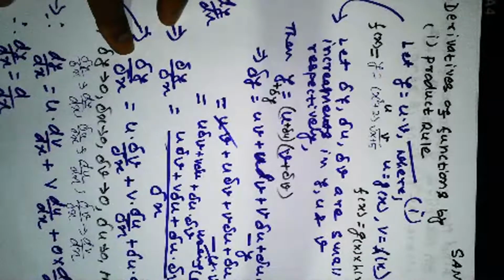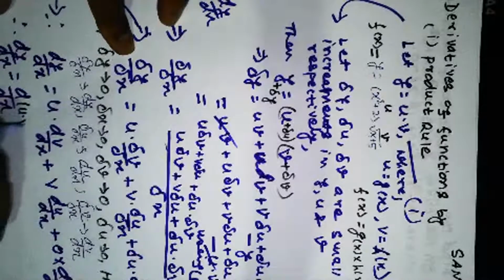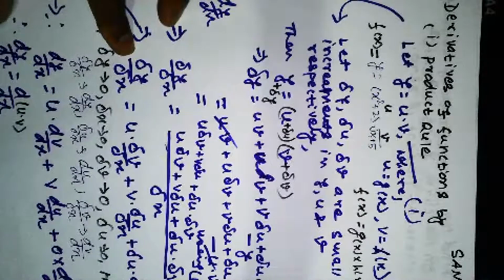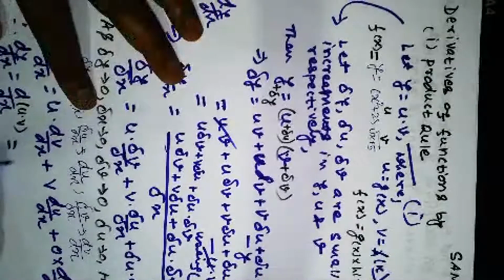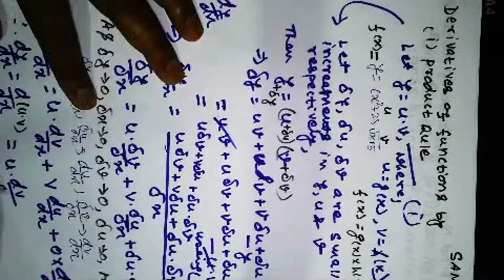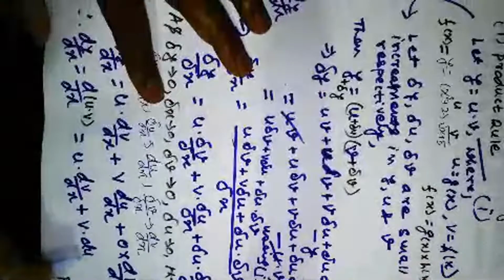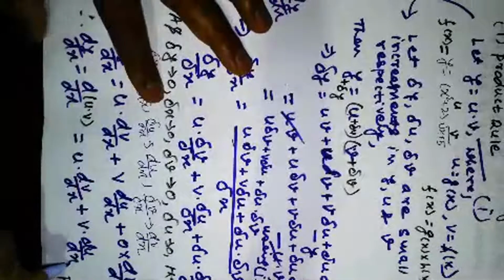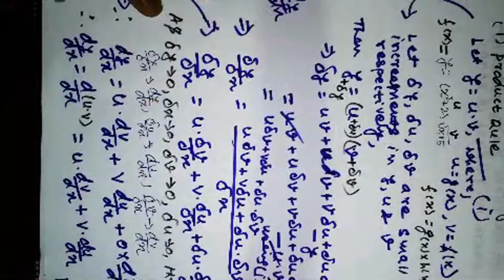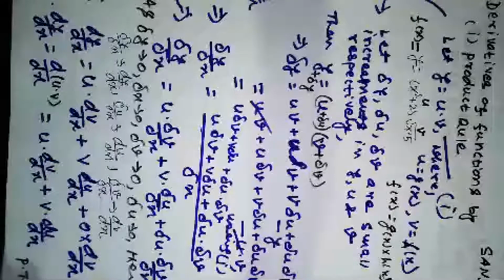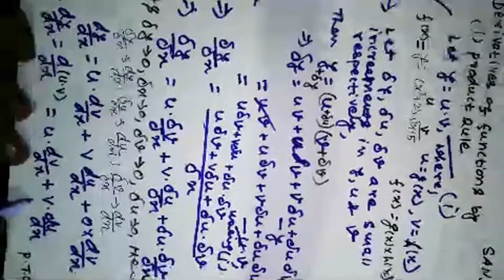So therefore your dy by dx, where y is u times v, your formula is now u dv by dx plus v du by dx. All right. So if any function is given in terms of a product of two functions, then for those sorts of functions we can apply the product rule of derivative, and our formula is this.